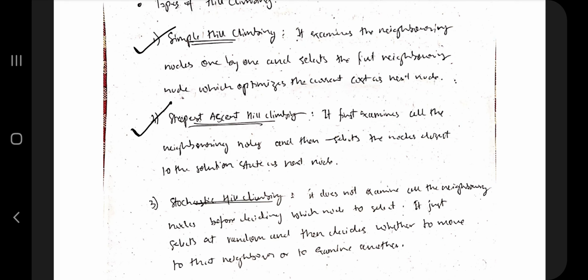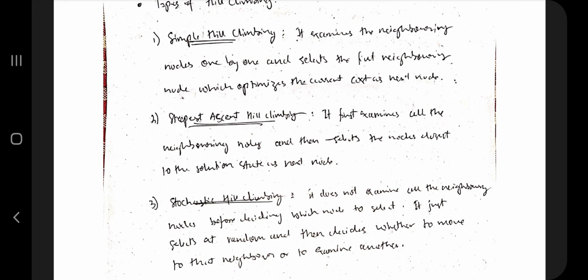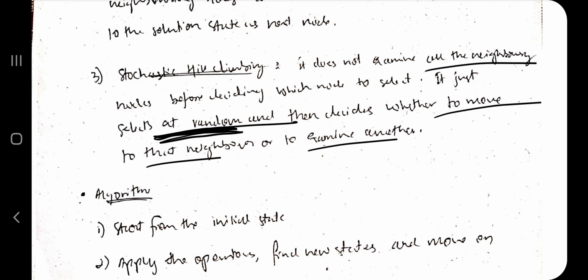Steepest hill climbing means it first examines all the neighboring nodes, then selects the node which is closest to the solution state. Here simple just selects the first neighboring node, but steepest examines all the nodes. This is the junior, this is the senior. It does less task, it does more task here. Stochastic means it does not examine the neighbor itself, it just takes a random jump. It takes a random jump and decides whether to move to that neighbor or examine another.